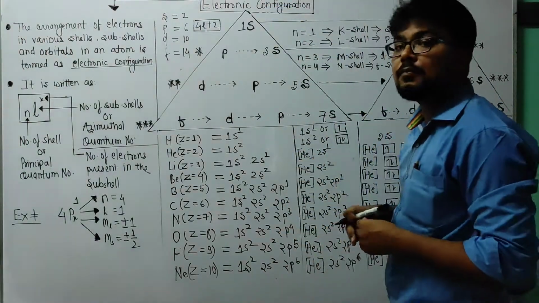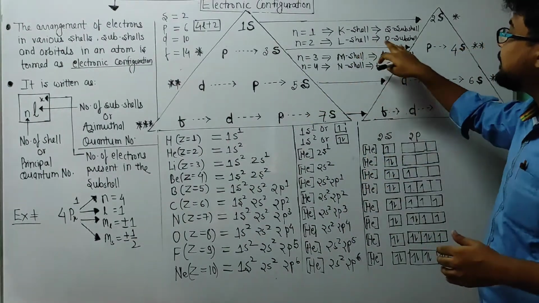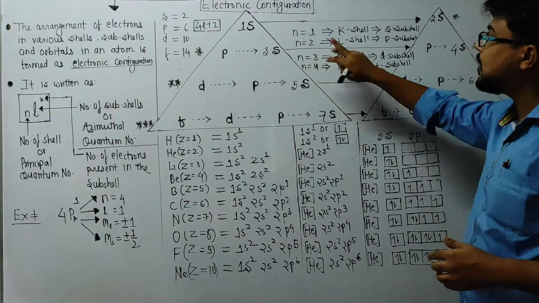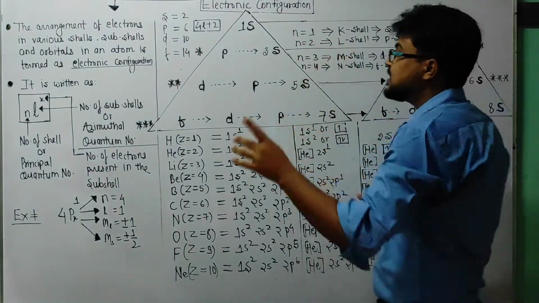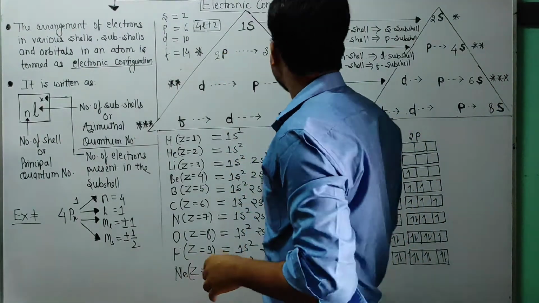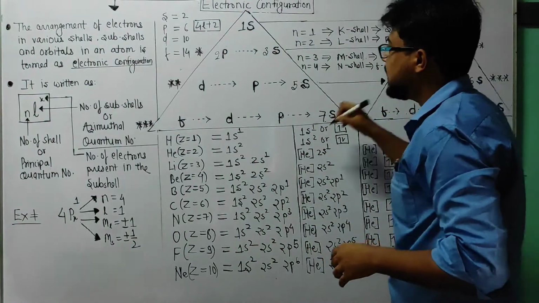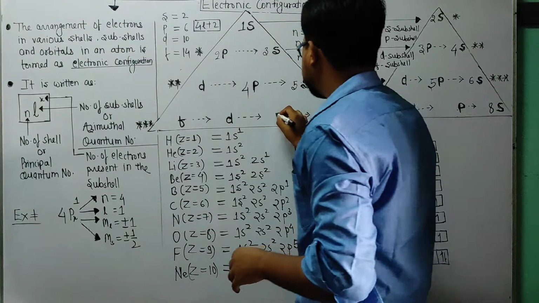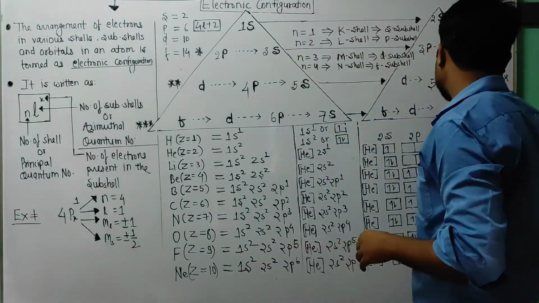Okay, after S we will start P, and the number of the P subshell is equal to the number of the L shell, that is 2, means P will start with 2. So 2P, here 3P, here it will be 4P, 5P, then 6P, and last 7P.